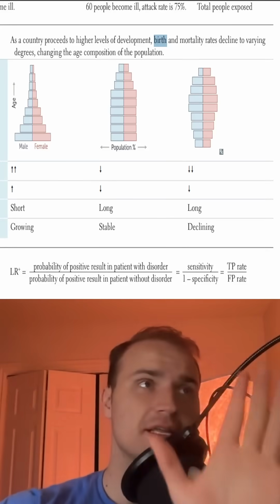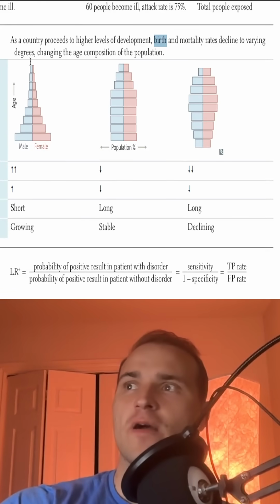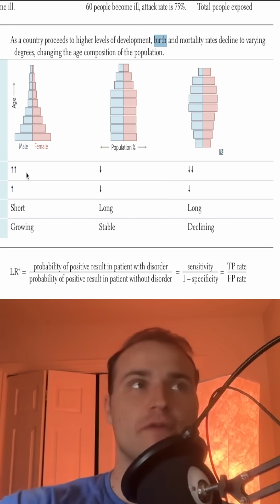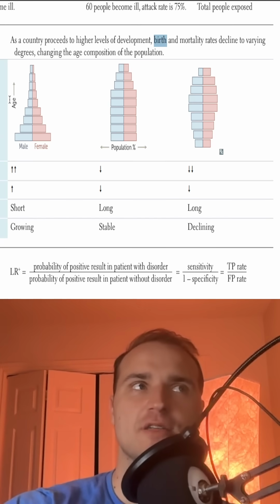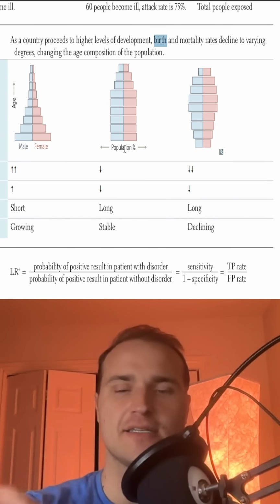Here's how you measure a population in a graph. Check this out. So what's happening here? Well, the birth rate is increasing. How do I know? Because the age is on the y-axis and the population percent is on the x-axis. Okay, cool. What does that mean?